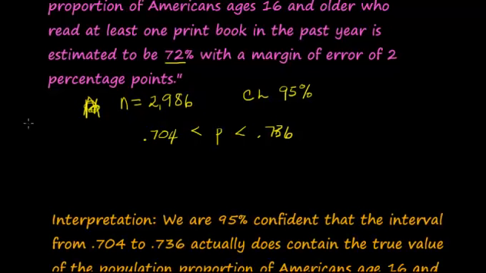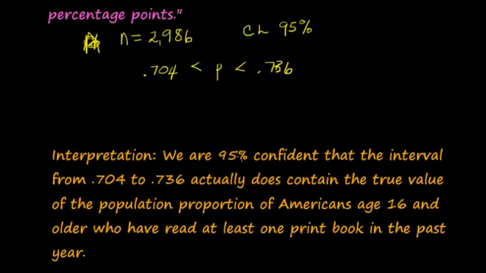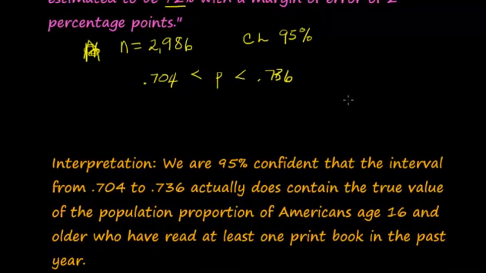Okay. So the interpretation of this is we are 95% confident, if they use a confidence level of 95%, that the interval from 0.704 to 0.736 actually does contain the true value of the population proportion of Americans age 16 and older who have read at least one print book in the past year. Okay, so what we're going to learn in the remaining videos on this topic are how we calculate this confidence interval estimate.